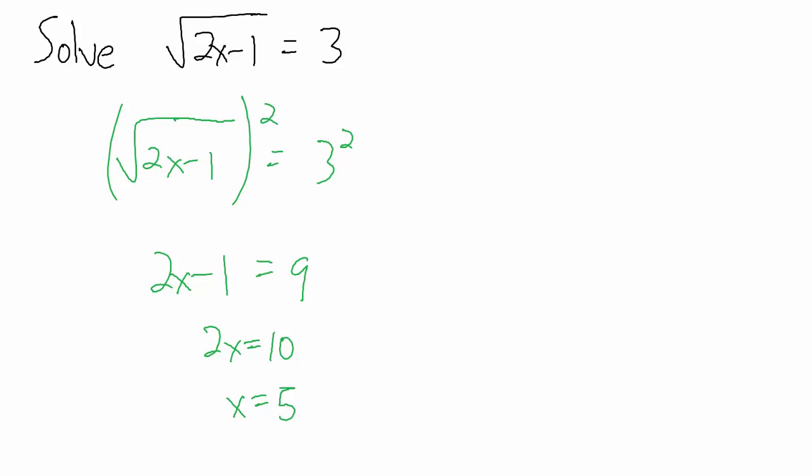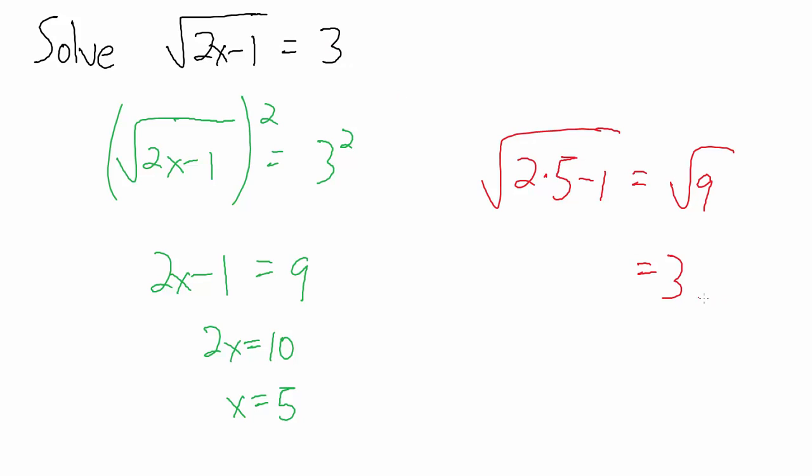Well, if we go back and check, we're going to get the square root of 2 times 5 minus 1. 2 times 5 is 10. 10 minus 1 is 9. So this is the square root of 9, which is 3. And that's what we're expecting, right? So 3 is what we have over here. 3 is what we just got here. So that works. x equals 5 works.